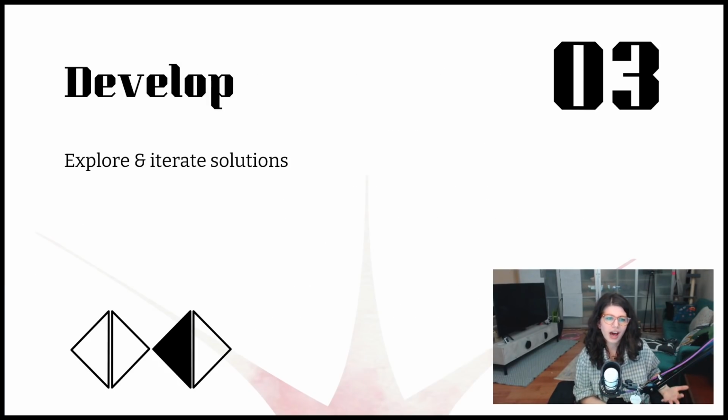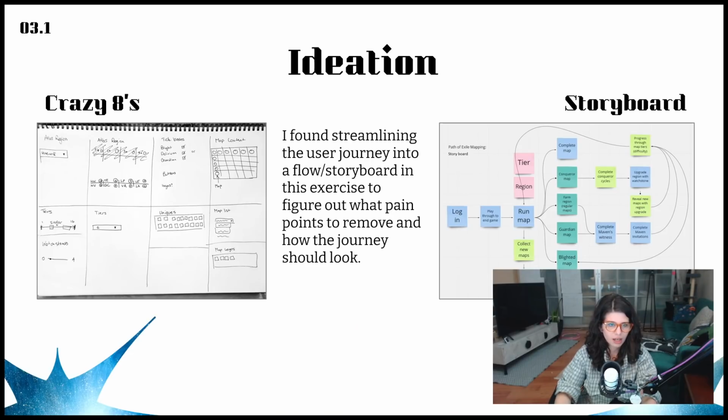So the third part of the double diamond process is going into the options that we have to choose from, all the different types of solutions, and trying to come up with as many as possible. I was kind of crunched for time, so you'll see a couple of different iterations here.